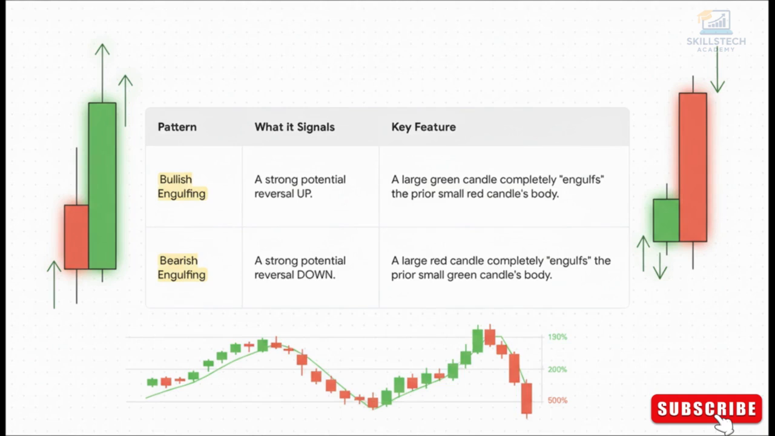A bullish engulfing pattern is when you see a big green candle completely swallow, or engulf, the body of the little red candle right before it. And, you guessed it, the bearish engulfing is the exact opposite. It's such a dramatic signal. It's basically the market screaming that momentum has just forcefully shifted.